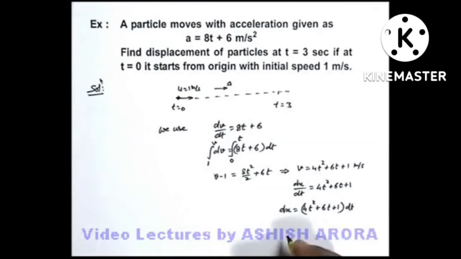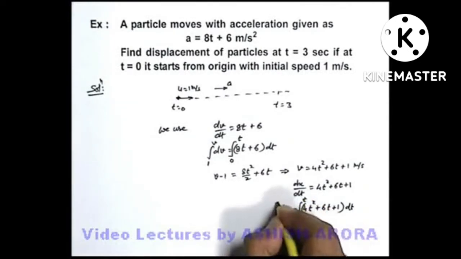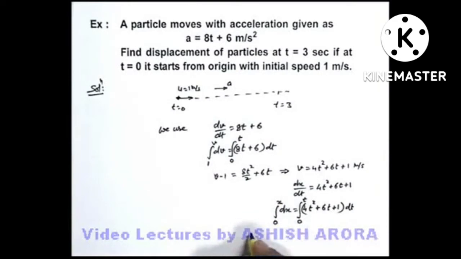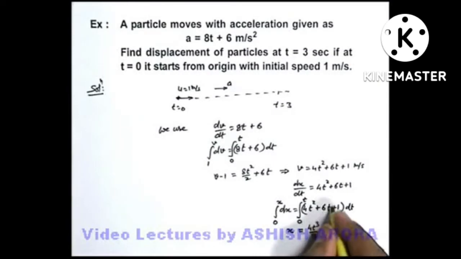Now we integrate this expression with the relation that at t equal to 0 the particle was at initial position 0, and at a general time t the particle is at a position x. So you can see on integrating we get the value of x is equal to 4t cube by 3 plus 6t square by 2, that is 3t square, plus t.